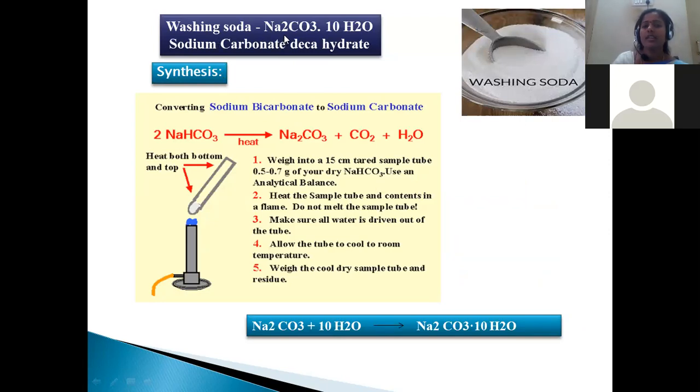Washing soda is chemically known as Na2CO3·10H2O, and the chemical name will be sodium carbonate decahydrate. 10 water molecules are associated with sodium carbonate. Hence, we can say it is sodium carbonate decahydrate. It is known as washing soda. Then how can it be synthesized? In order to synthesize this washing soda, the starting material will be baking soda.